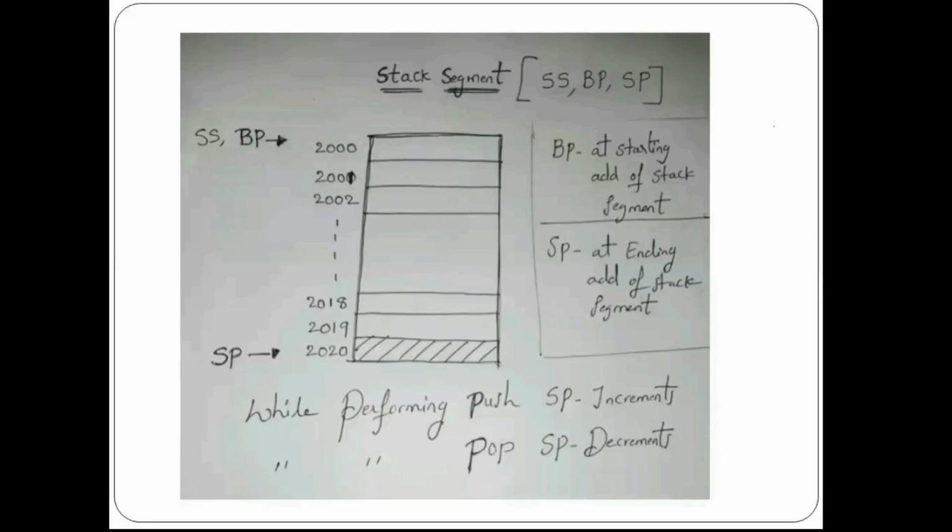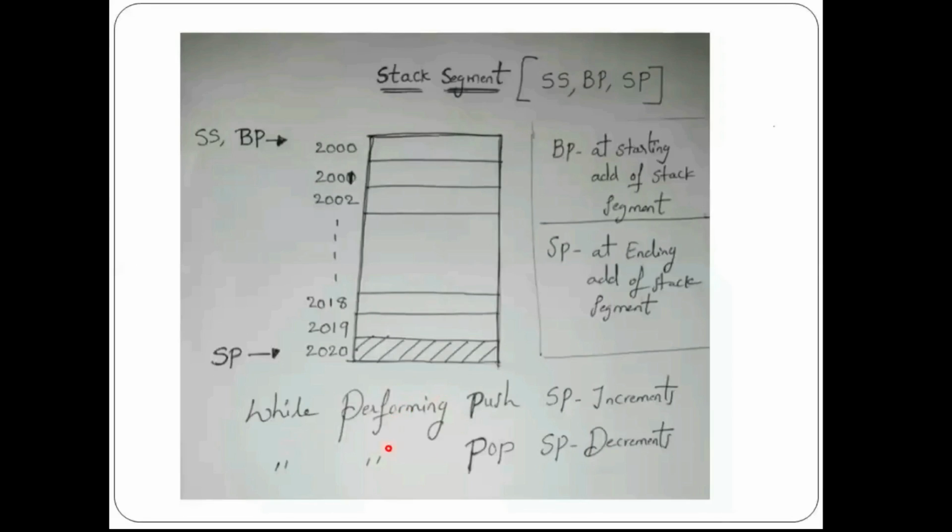In the upcoming slide, we will perform push operation and pop operation on this particular segment, and we will see how the instruction can be used. It's very simple to understand. So before that, look at here, BP is at the starting point and SP is at the ending point. These are the two important points that I wanted to convey from this slide. I hope you understand, and we'll go to the next slide.